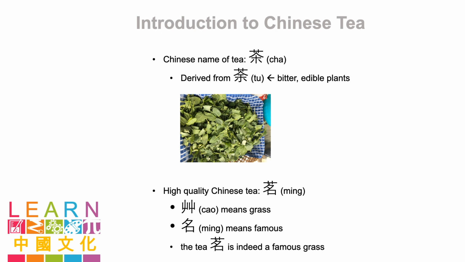Let me introduce you the background of Chinese tea quickly. The Chinese name of tea is cha, which was the word derived from tu, the term which is used to refer to bitter edible plants. Tea, especially high-quality tea, was also called ming. The upper part of the word is cao, means grass, and the lower part of the word is ming, which means famous. So the meaning of ming is a famous grass.